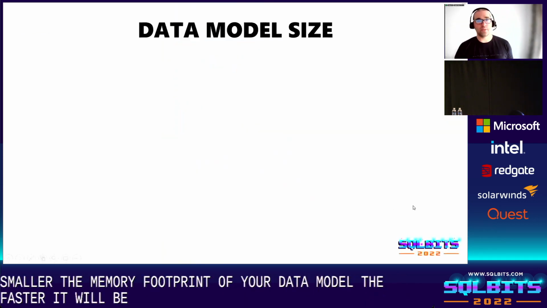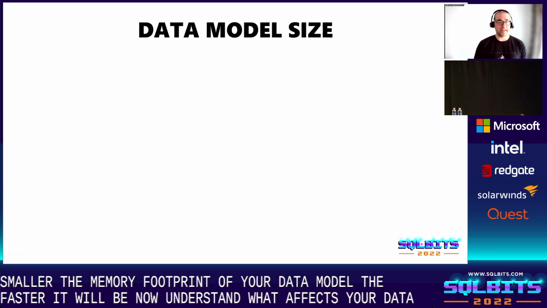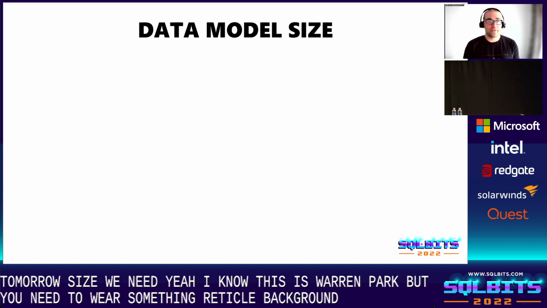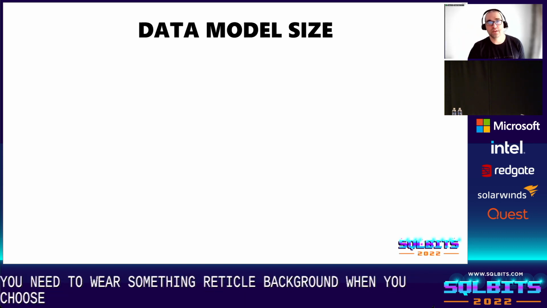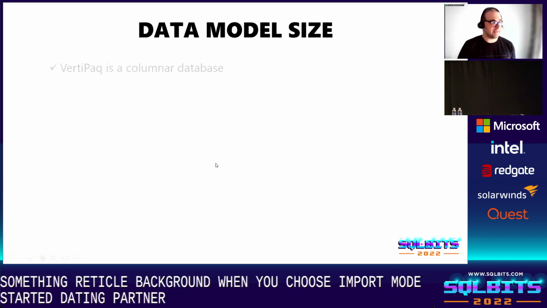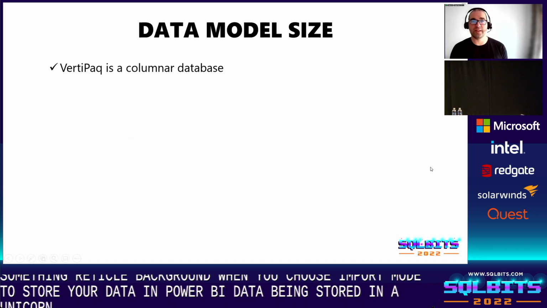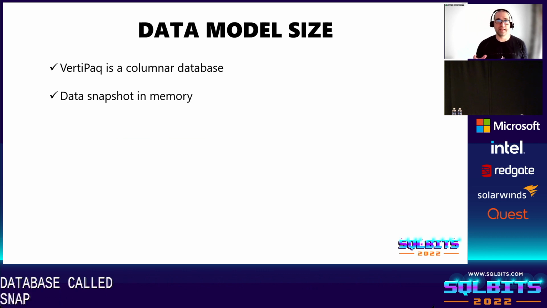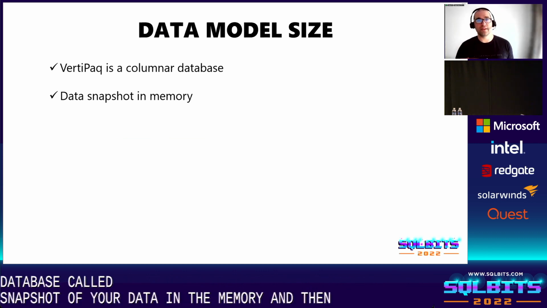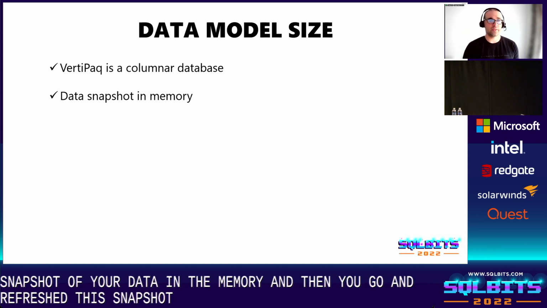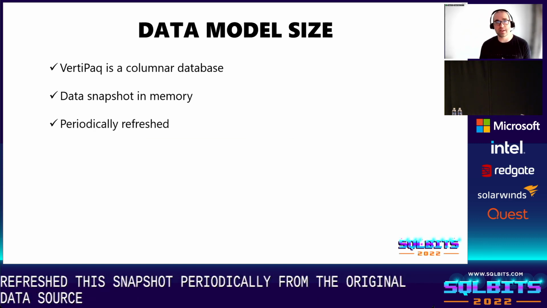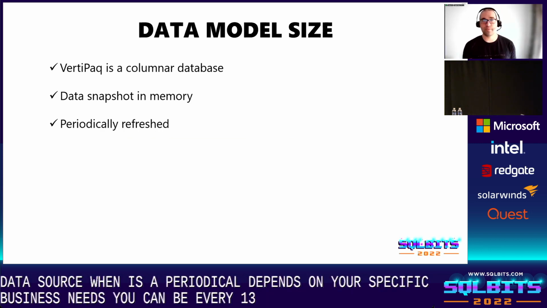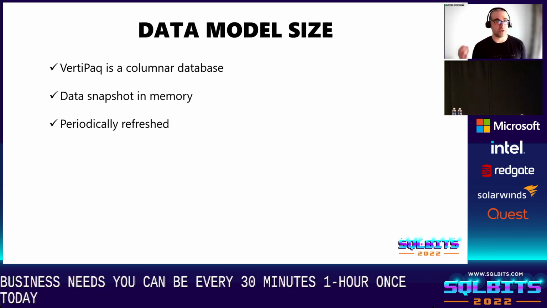Now, to understand what affects your data model size, I know this is a boring part, but we need to lay some theoretical background. First of all, when you choose import mode to store your data in Power BI, data is being stored in a columnar database called VertiPaq. VertiPaq basically keeps the snapshot of your data in memory. And then you go and refresh this snapshot periodically from the original data source. When I say periodically, it depends on your specific business needs. It can be every 30 minutes, once per hour, once per day, once per month, and so on.